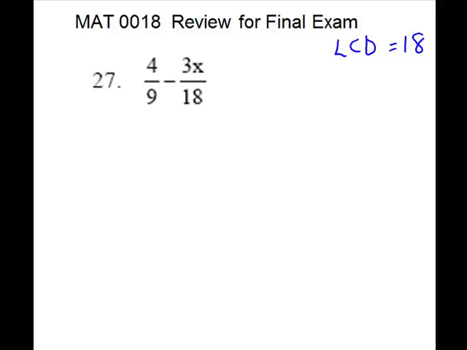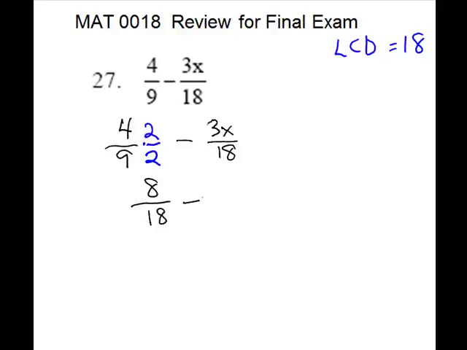We'll bring down our first fraction, 4 over 9, and we'll put on the missing part to get the 18. So this one needs to multiply by a 2, numerator and denominator. We'll bring down our next fraction, 3x over 18. This one already has the 18, so we don't have to do any work on it. So we have 8 over 18 minus 3x over 18. You have the common denominator.